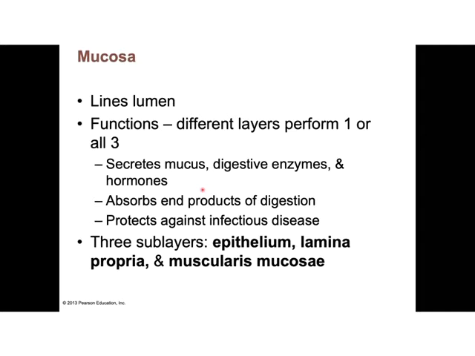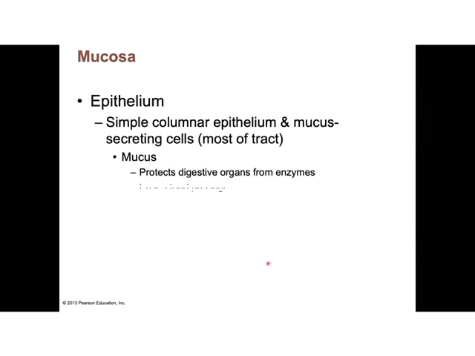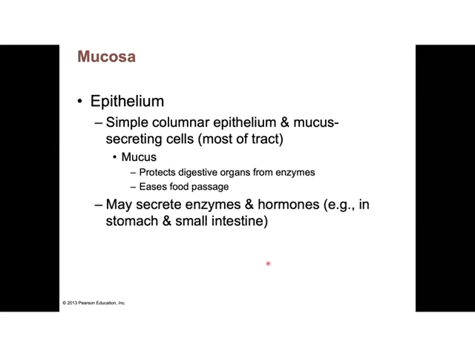It protects against infection because it contains something called mucosa-associated lymphatic tissue, which are collections of lymphocytes and macrophages that patrol this region, trying to trap pathogens before they get into the blood. The three layers of the mucosa are the epithelial layer, the lamina propria, and the most superficial layer, the muscularis mucosa. The epithelia is simple columnar and mucus secreting, as well as lined with microvilli in most of the tract.